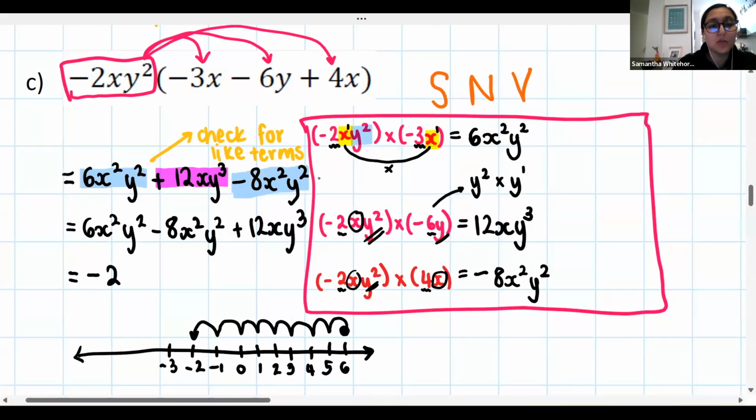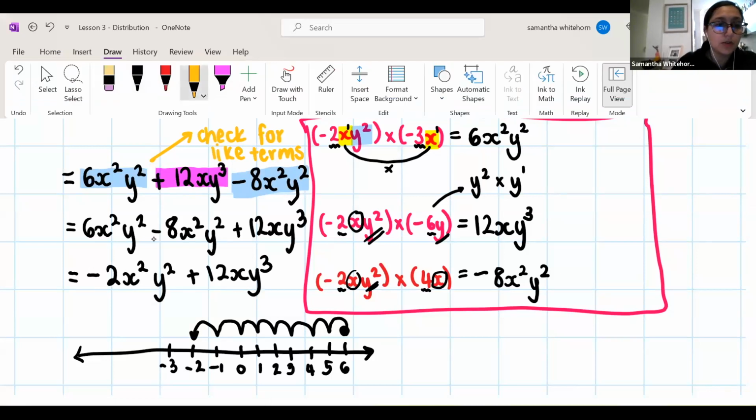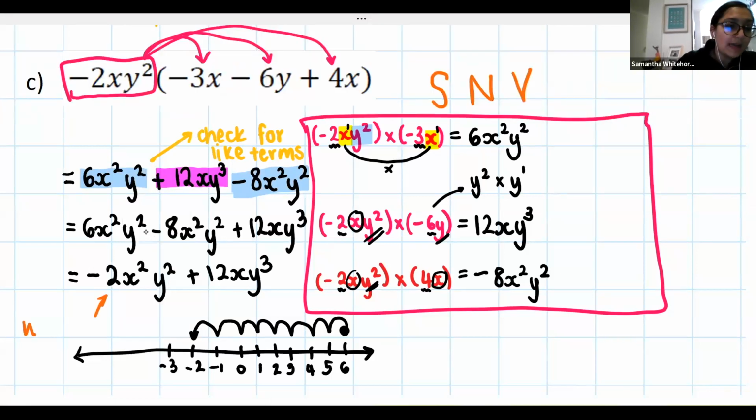And remember, guys, when you add and subtract like terms, your exponents don't change. So this stays x squared y squared. I will make a note on that now. And then we just write down the other term that has no like terms to it, the 12xy cubed. So I'm going to make a little note here. When we add and subtract like terms, the exponents do not change.